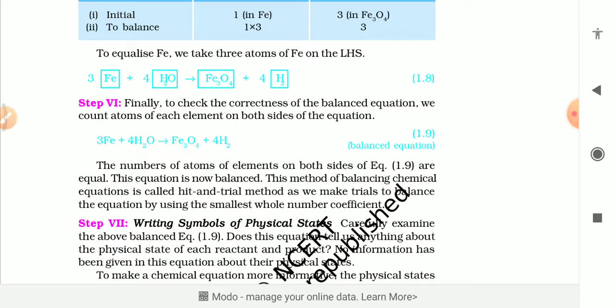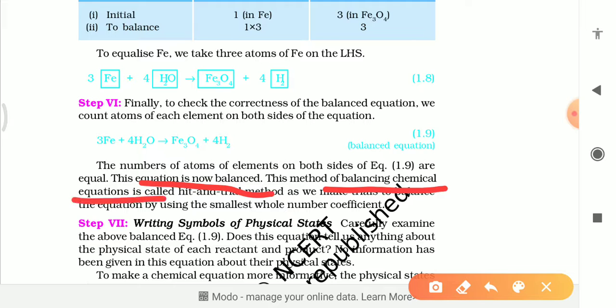Now this equation is called the balanced equation, and we have balanced this equation. The method which we use to balance the chemical equation is called the hit and trial method. You can also use this hit and trial method in this equation to balance it, using the smallest whole number coefficients.